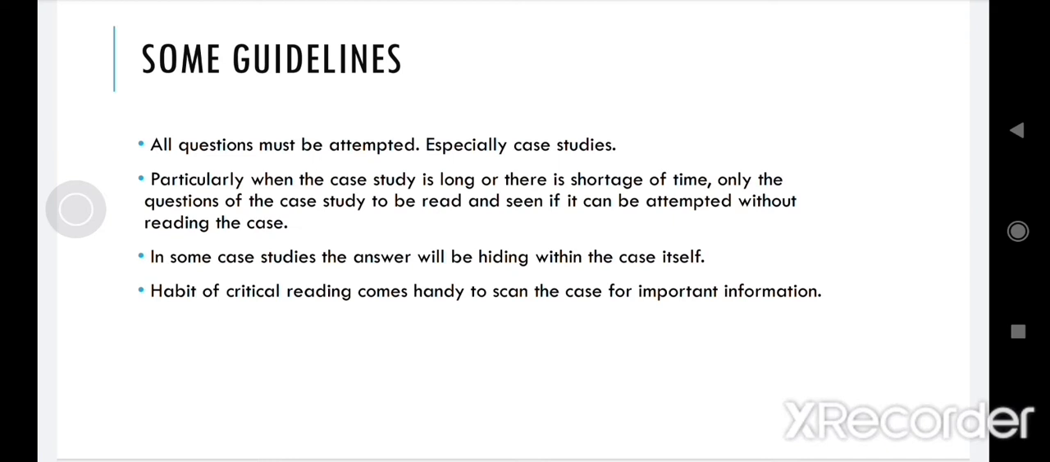The third thing, in some case studies the answer will be hiding within the case itself. These are particularly for long case studies. So in those long case studies the answers will be within them. We'll have to read the whole case to understand.